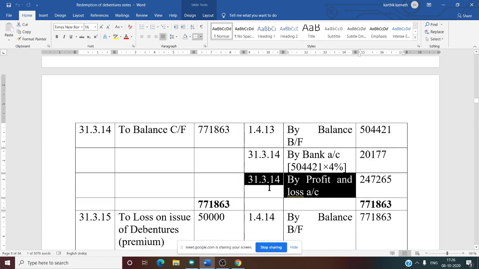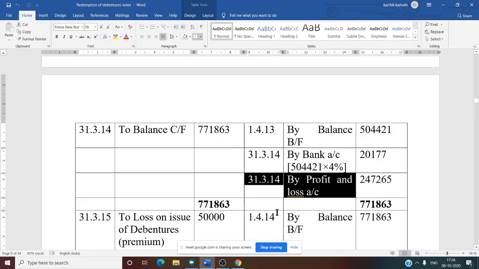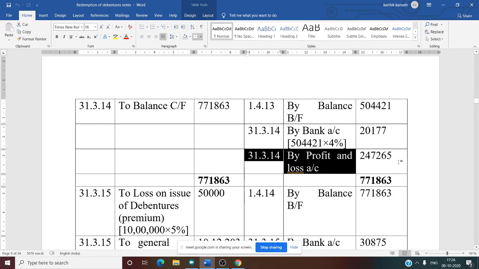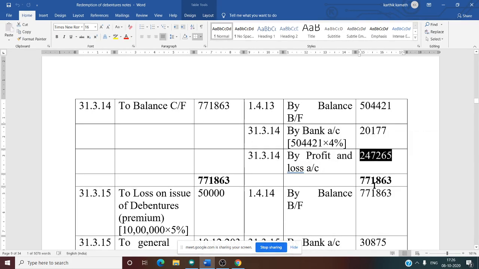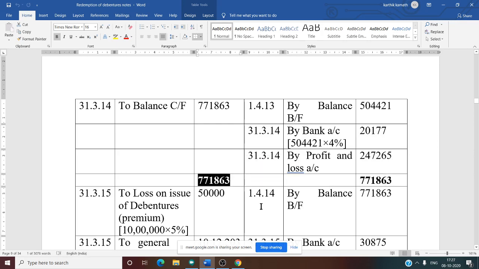And at year end, as usual, 31-3-2014, by profit and loss account. Why by profit and loss account? You need to set aside every year a certain amount that we have calculated in the working note. So profit and loss account debit to debenture redemption fund account. So here by profit and loss account, 2,47,265. So the total of the third year is 7,71,863. There is no other entry. So to balance carried forward is 7,71,863. So this is for the third year.